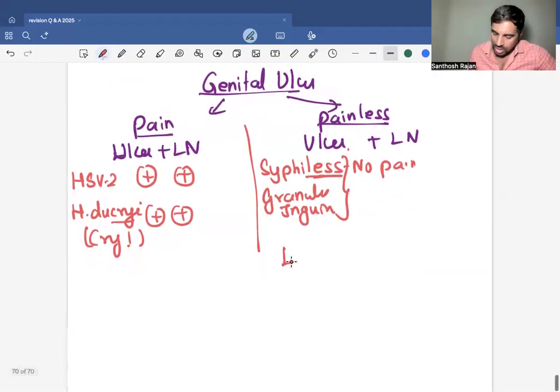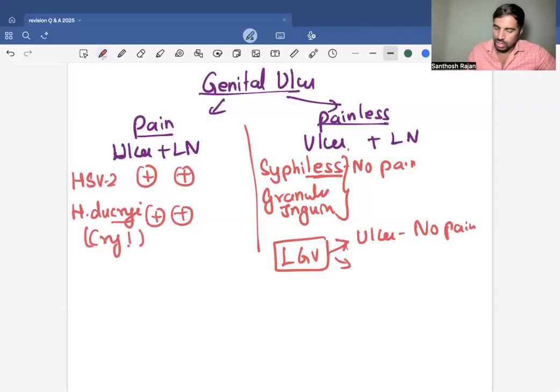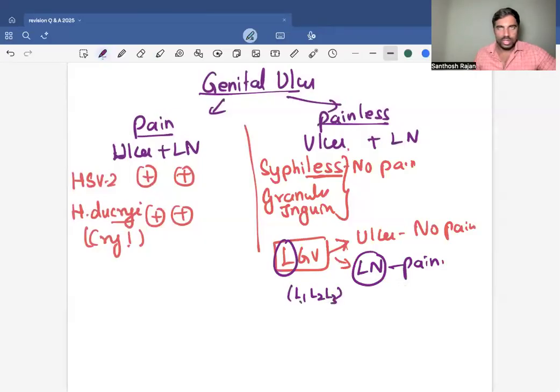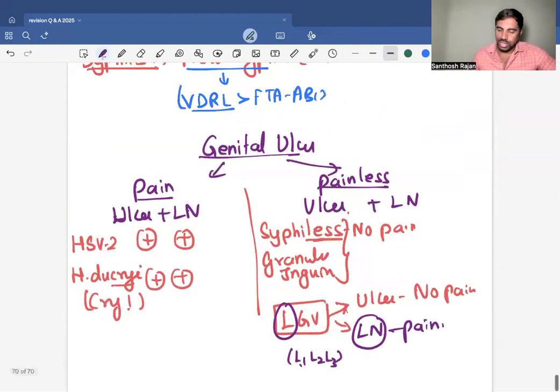Everything is fine. But in lymphogranuloma venereum, we have a problem. In lymphogranuloma venereum, the ulcer has no pain, but the lymph node has pain. L for L. So the lymph node has severe pain. This is one important thing. That's all I want you to remember. It is caused by Chlamydia trachomatis, serovars L1, L2, L3. That I'm not going to talk about. So this is one important thing. Based on this clinical picture also, they can ask. Okay, that's it. The rest we will see. So these are the things you should know.